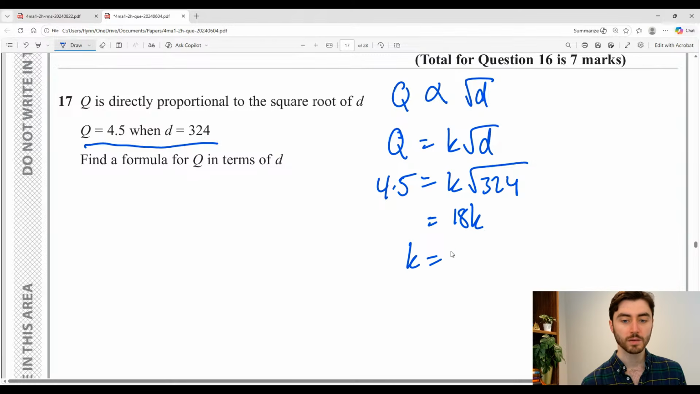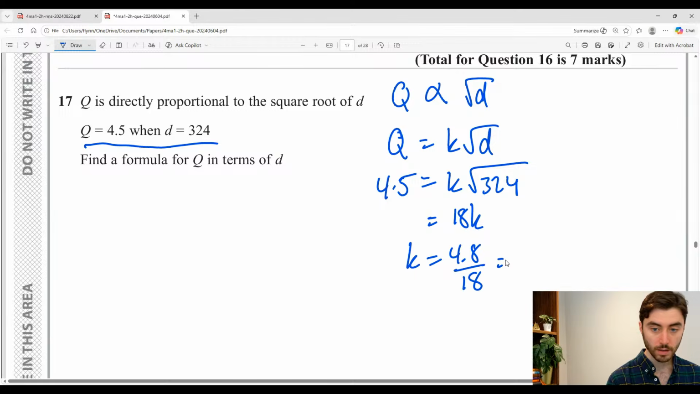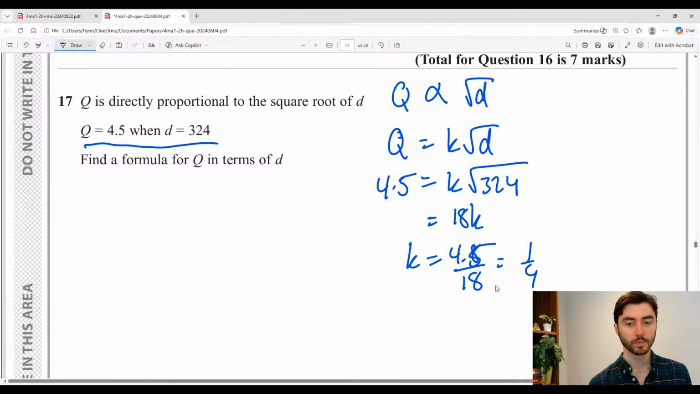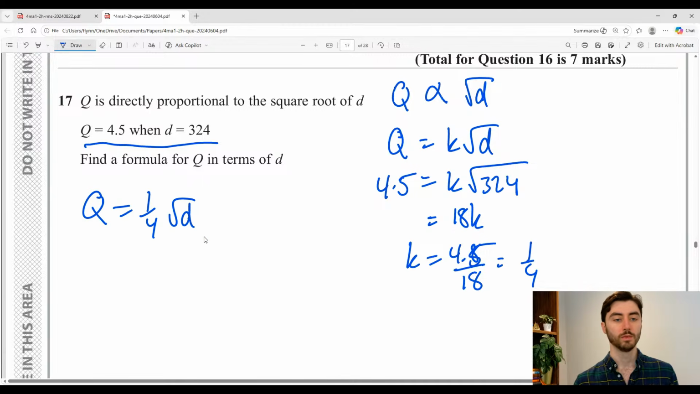So K is equal to 4.5 over 18. Sorry, I typed it in wrong, and that gives you a quarter. Now plugging that in here, that means that Q is equal to a quarter times the square root of D, which is the final answer.